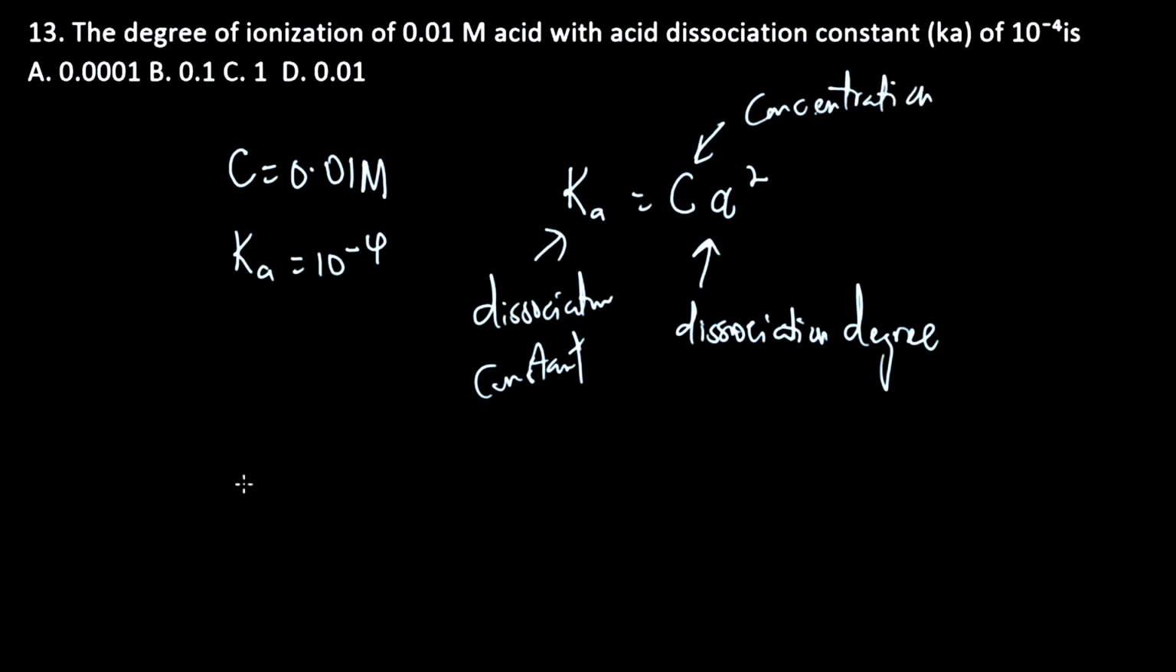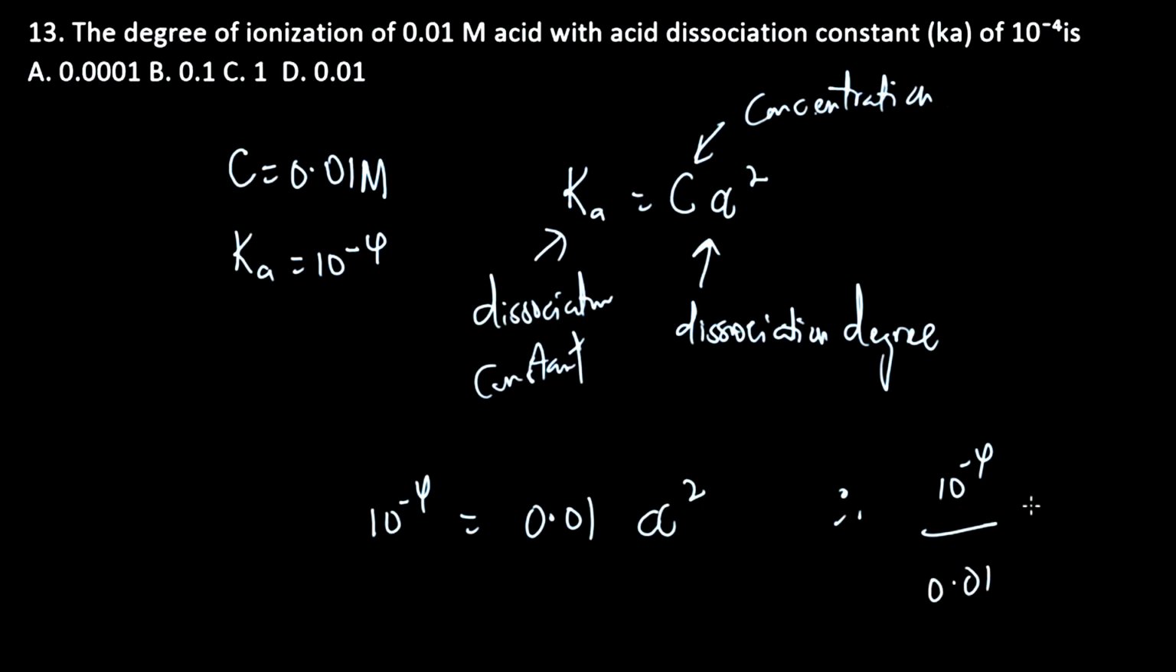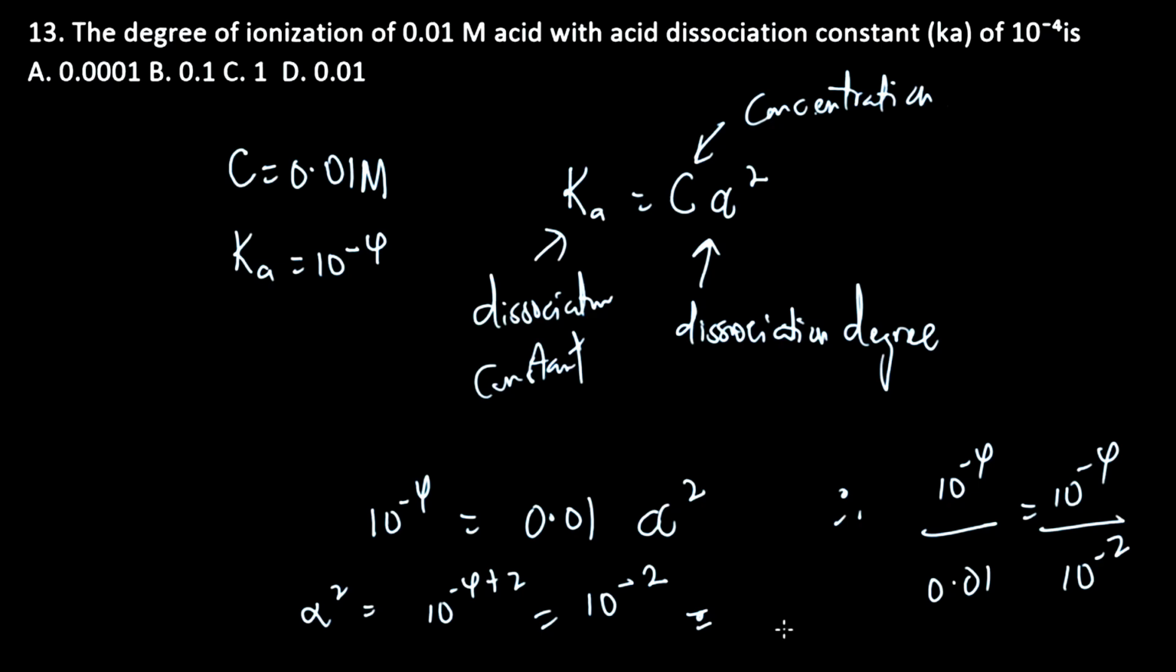Since Ka is 10 raised to power minus 4, we have 10 raised to power minus 4 equals 0.01 alpha square. So alpha square equals 10 raised to power minus 4 over 0.01, which is the same thing as 10 raised to power minus 4 over 10 raised to power minus 2. So alpha square equals 10 raised to power minus 4 plus 2, which is 10 raised to power minus 2. This gives us that alpha equals root of 10 raised to power minus 2, which is the same thing as 0.1. So the answer is B.